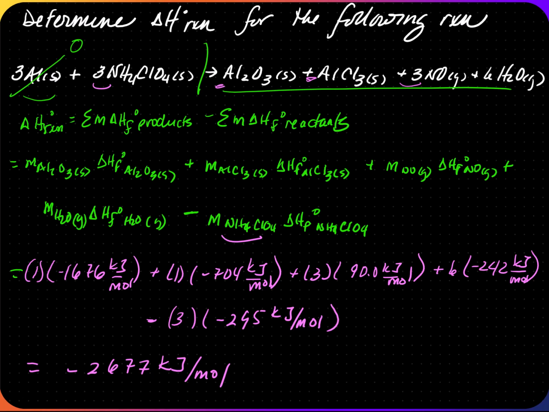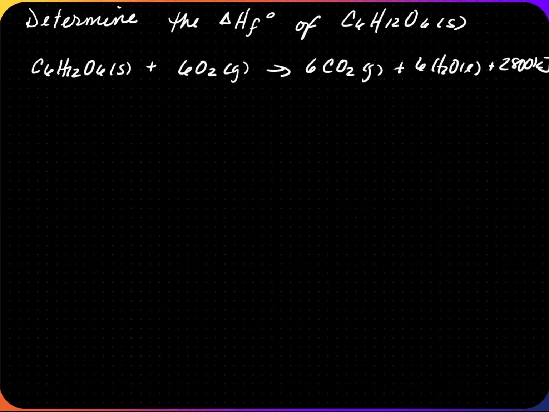If you did not get negative 2,677, double check your signs. If you look at your signs, this one will come out negative, this one will come out negative, this one is positive, this one will be negative, and this one will be positive. So double check your signs. Pause the video, try this problem on your own, and then check your answer.